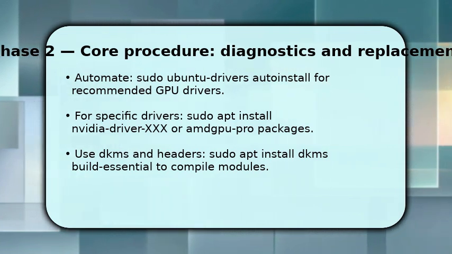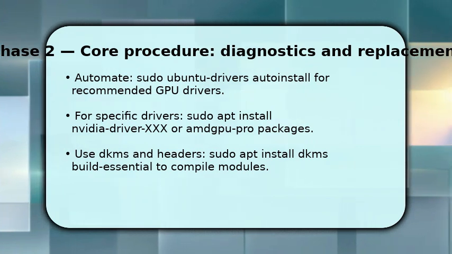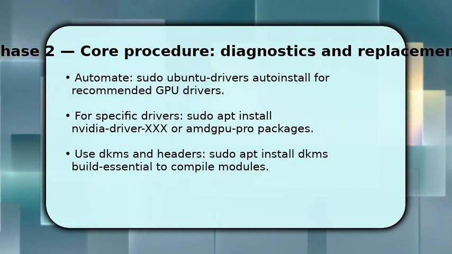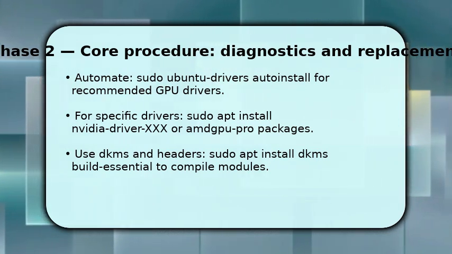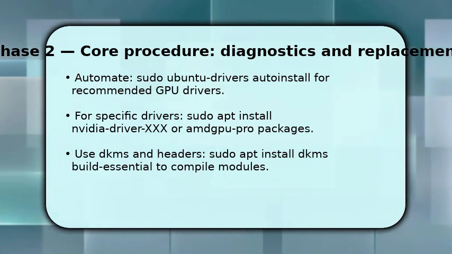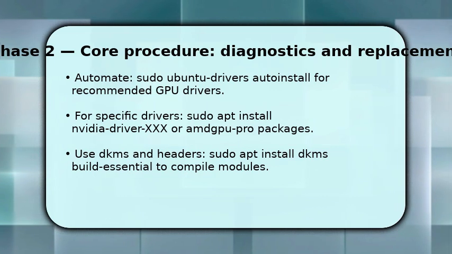Make sure DKMS and build-essential are present so kernel modules compile across updates. sudo apt install dkms build-essential. If Secure Boot is enabled, disable it or sign modules, otherwise modules may not load. Once packages finish installing, update initramfs and prepare to reboot.